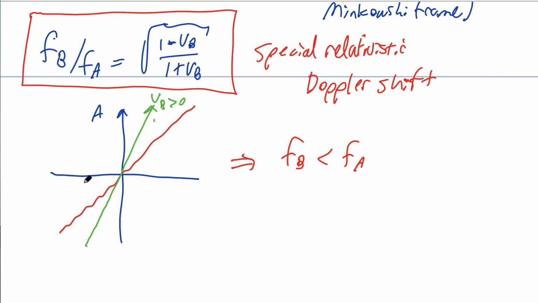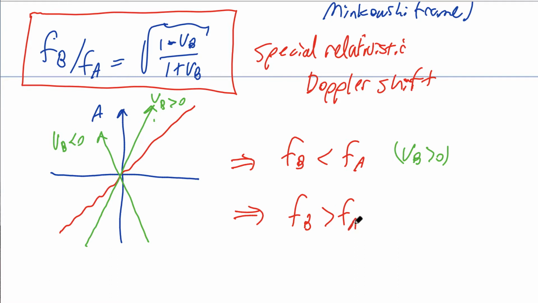And of course, if we look at it the other way around, here's the case where VB is negative. So this is VB positive. If VB is negative, then we find this factor is greater than 1. So the frequency for B is greater than the frequency for A if VB is less than 0. And in that case, observer B is moving towards the photon and sees it at a higher frequency.